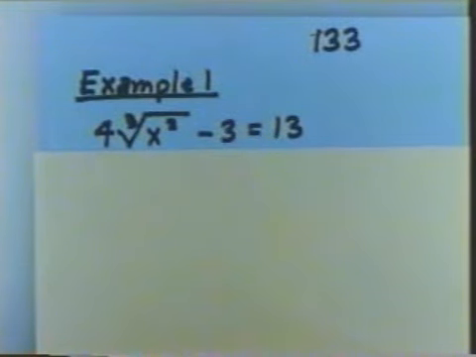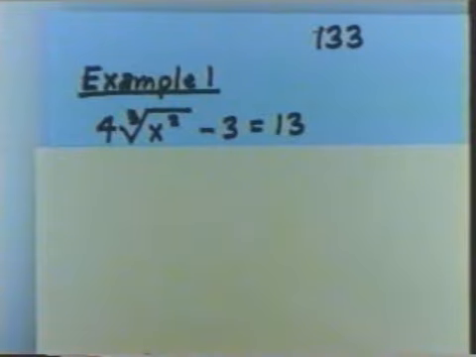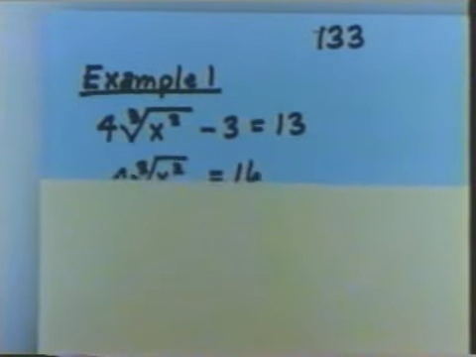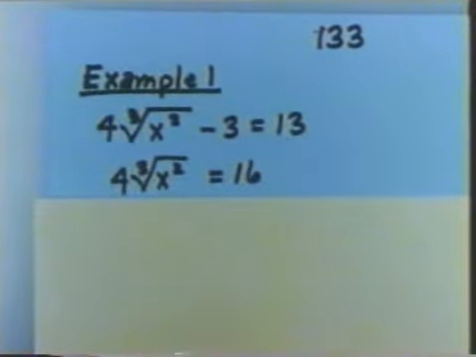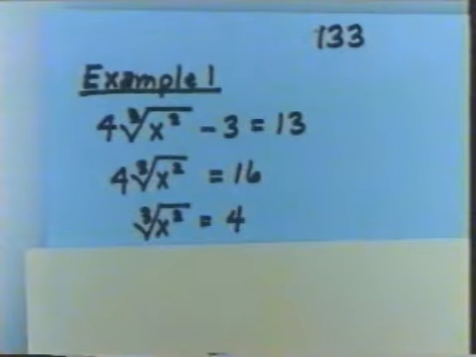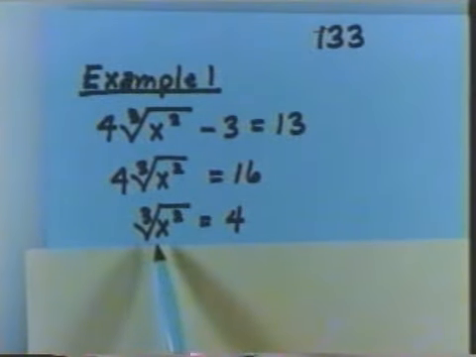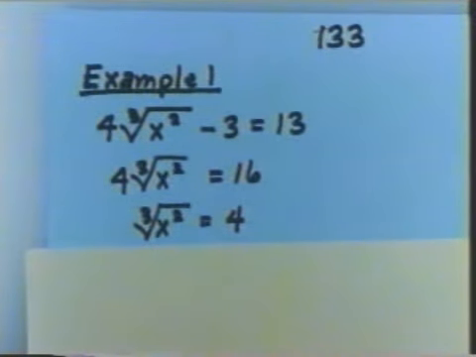We first isolate the radical. The extra term on the side with the radical is the 3, so we'll add 3 to both sides, and that gives us 4 times the cube root of x squared equals 16. The radical term is isolated, and we can cube at this stage. However, since we have a common factor of 4, if we simply divide both sides by 4, this simplifies the equation. We get the cube root of x squared is equal to 4.